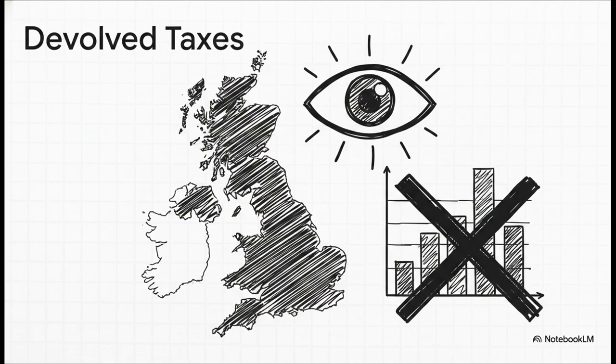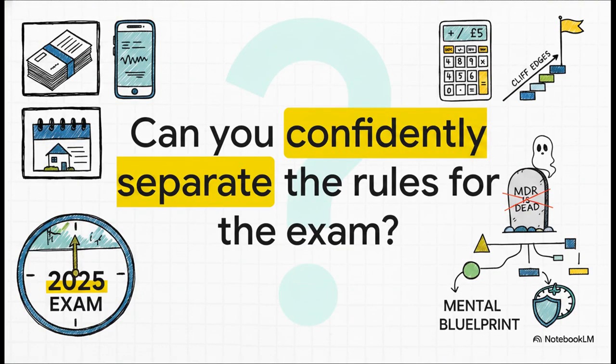Just one quick geographical note before we wrap up. Maintain a general awareness that Scotland and Wales have their own devolved land taxes. Scotland uses the Land and Buildings Transaction Tax, and Wales uses the Land Transaction Tax. Do not waste your precious revision time memorizing their specific regional bands and rates. The BPT syllabus only requires you to know that they exist and that they apply instead of SDLT in those specific jurisdictions.